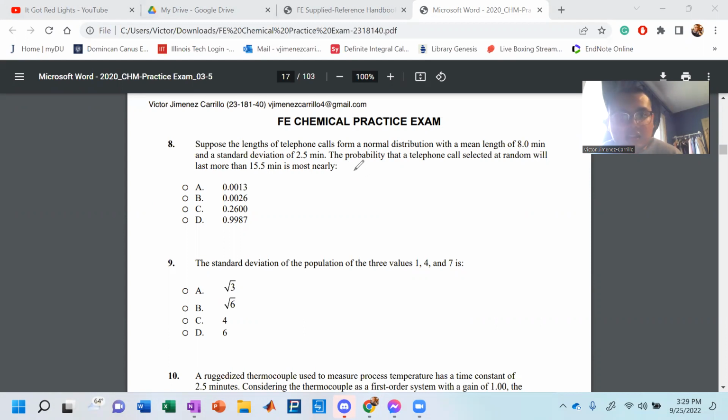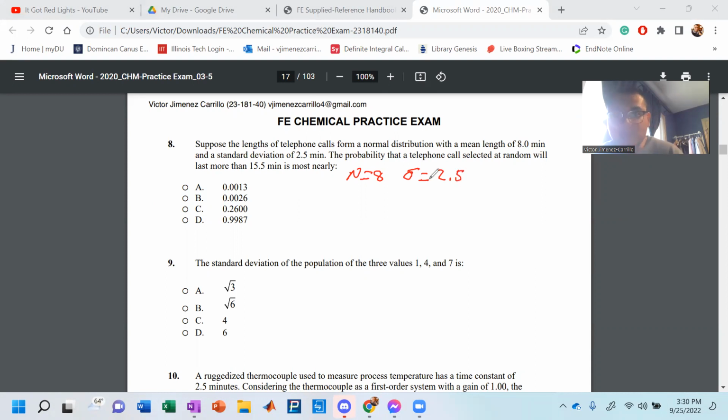All a mean length means is that mu is equal to 8. In other words, it's just the average. They call it mean length. It's just the average length, okay? Nothing scary. And a standard deviation of 2.5 minutes. Well, standard deviation in stats is sigma, 2.5.